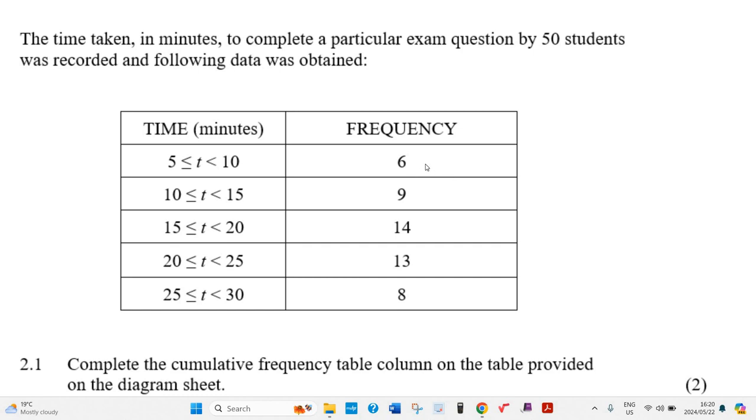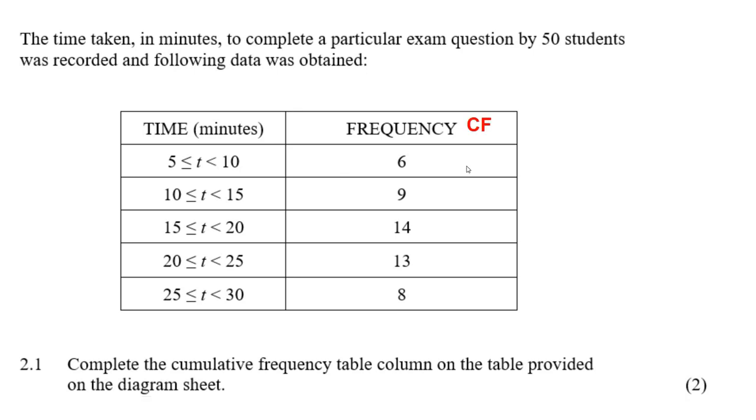And what do you do with the first one? Well, from 5 to 10, the total is 6. And if you go 9 more, you'd have 15. That's what cumulative means. Add it all up as you go along. Then if you have this 15, you add 14, you'll get to 29. You add 13, you'll get to 42. And the last number is the total number of students involved in this exam question.